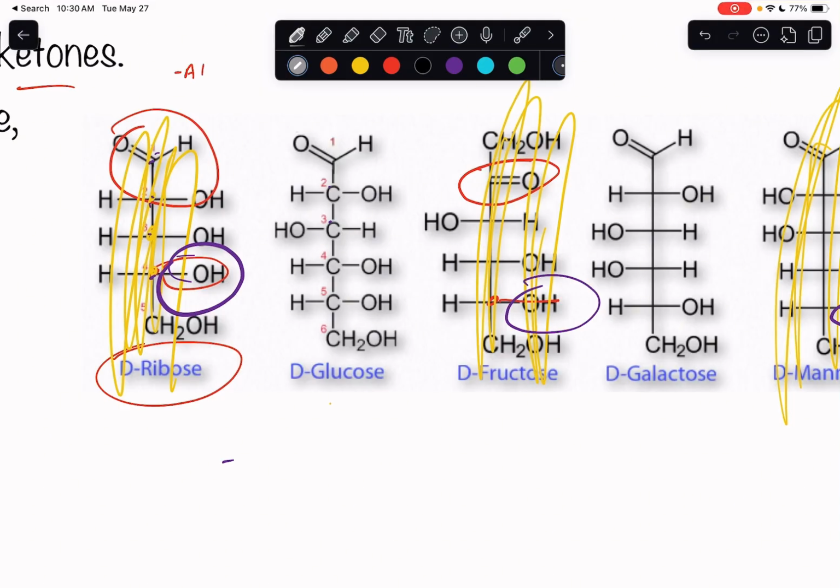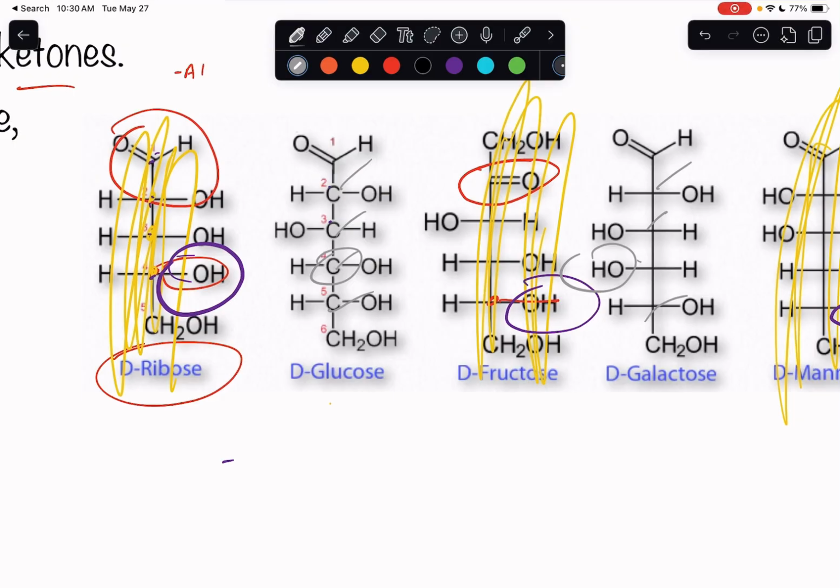Okay, so do you see how, if we look at the carbons, carbon 2 is the same, carbon 3 is the same, but do you see how carbon 4 is different? Okay, you see how the OH is flipped, and then obviously carbon 5 is the same. So all these other carbons are the same except for carbon 4. So we're going to say galactose is a C4 epimer of glucose, or glucose is a C4 epimer of galactose.